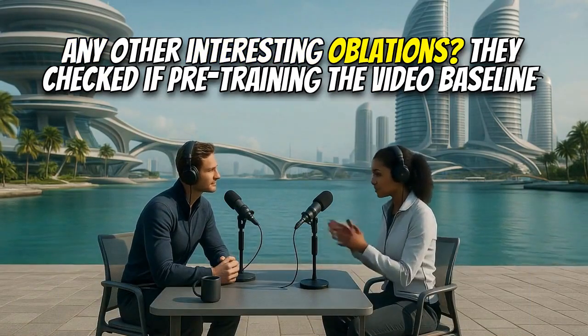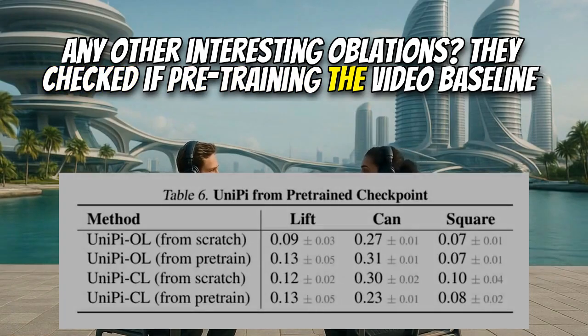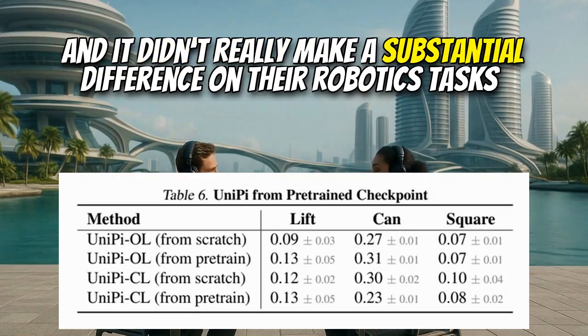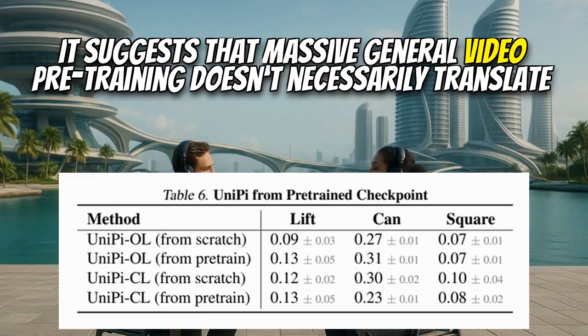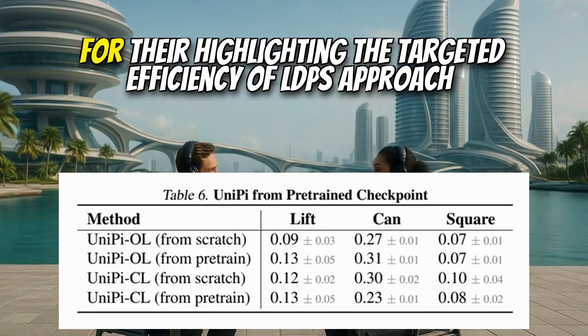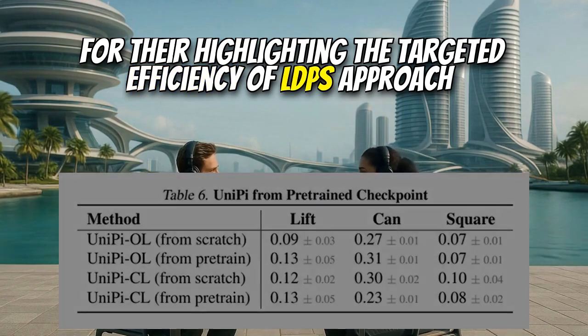Any other interesting ablations? They checked if pre-training the video baseline, UniPi, on a huge external video dataset, AVDC Datto, would help it. And it didn't really make a substantial difference on their robotics tasks. It suggests that massive general video pre-training doesn't necessarily translate directly to better robotic control performance, at least not for that method, further highlighting the targeted efficiency of LDP's approach.